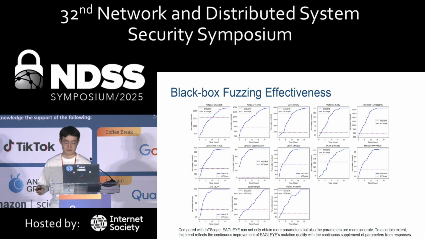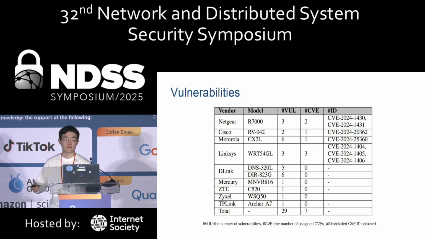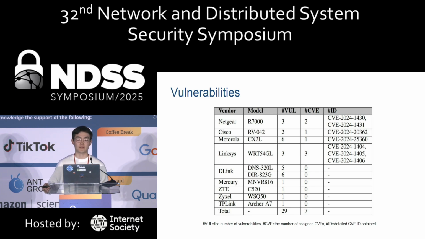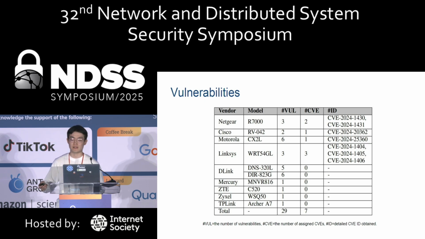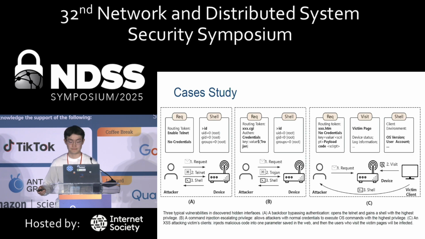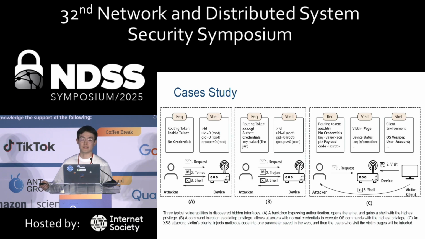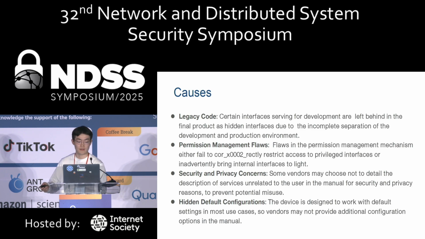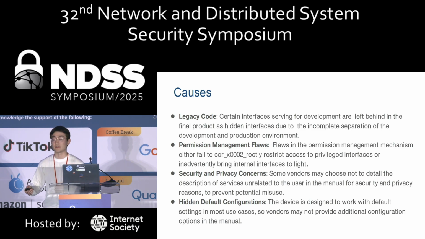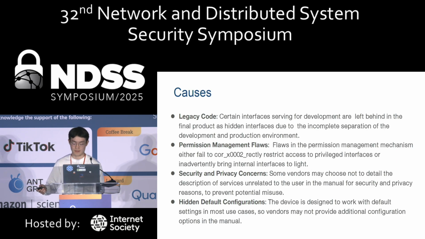To evaluate the security risk introduced by the hidden interfaces, they further try to discover vulnerabilities on them. They discovered a total of 29 unknown vulnerabilities. And they present 3 typical cases and causes under the hidden interfaces. More detail could be found in the paper.